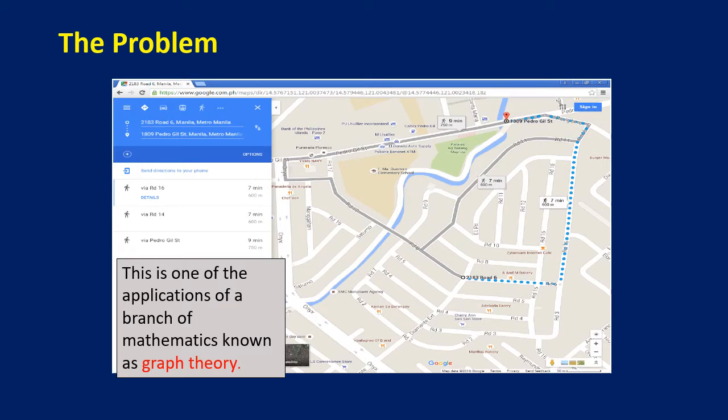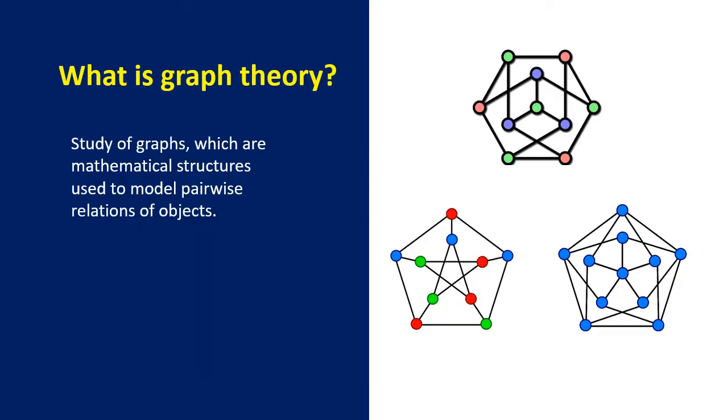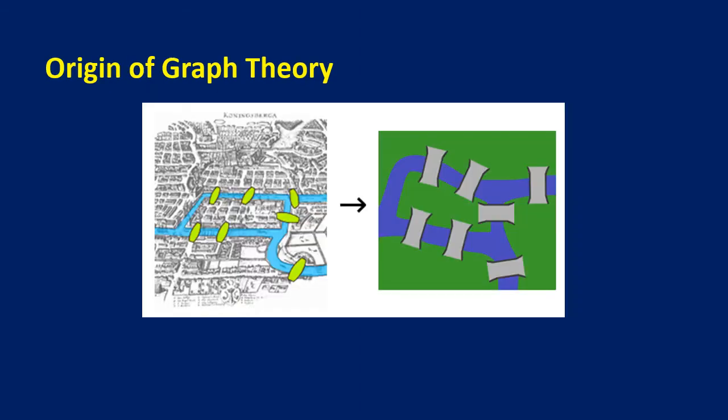That problem there that is solved by Google Maps for us is actually an application of a branch of mathematics known as graph theory. First, what is graph theory? Graph theory is the study of graphs, which are mathematical structures used to model pairwise relations.